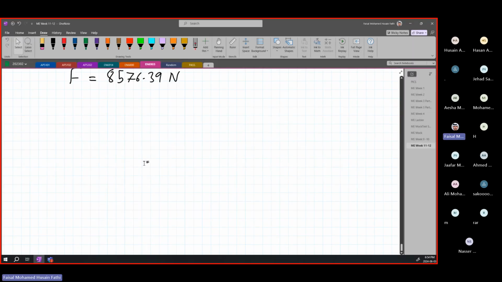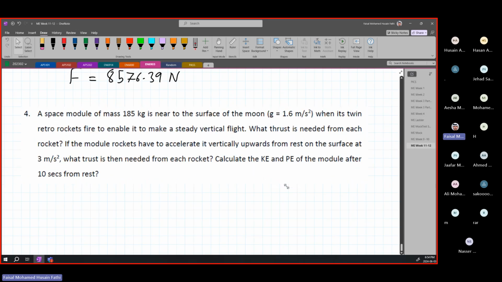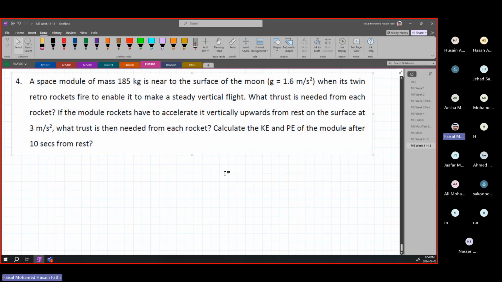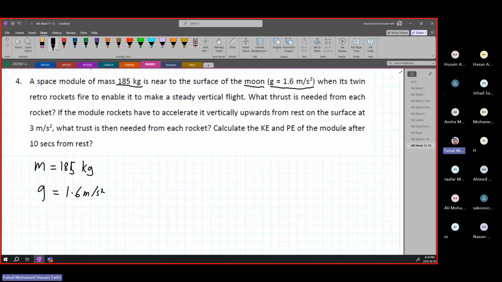This question was a very interesting question. A space module of mass 185 kilograms is near the surface of the moon. So step by step, we are given a mass of 185 kilograms, and our gravity is even given. Gravity is no longer 9.81. It is 1.6 meters per second squared. When its twin retro rockets fire to enable it to make a steady vertical flight, what thrust is needed from each rocket?